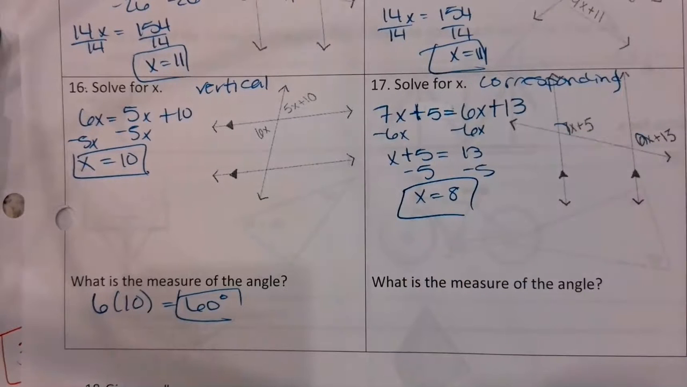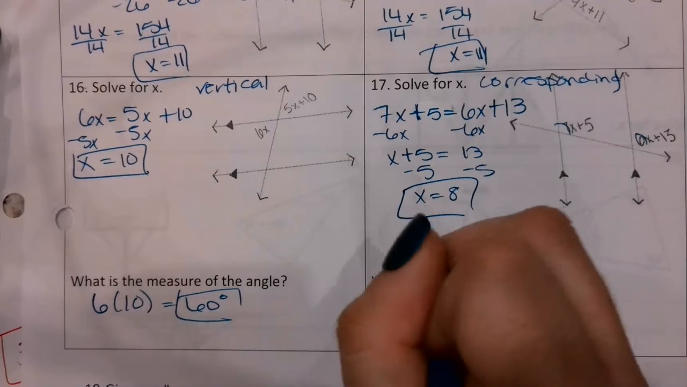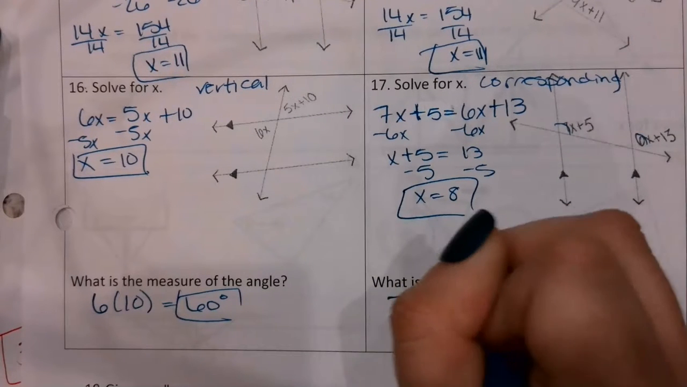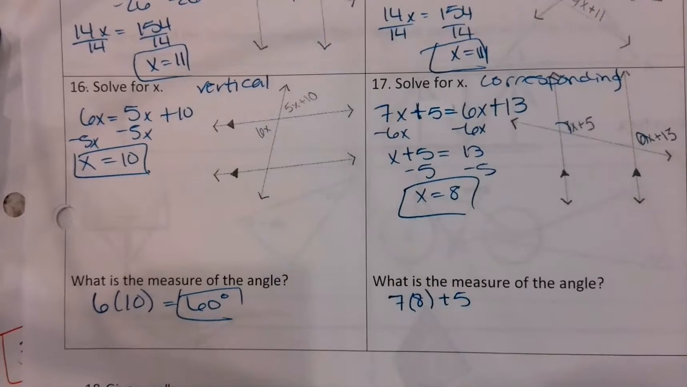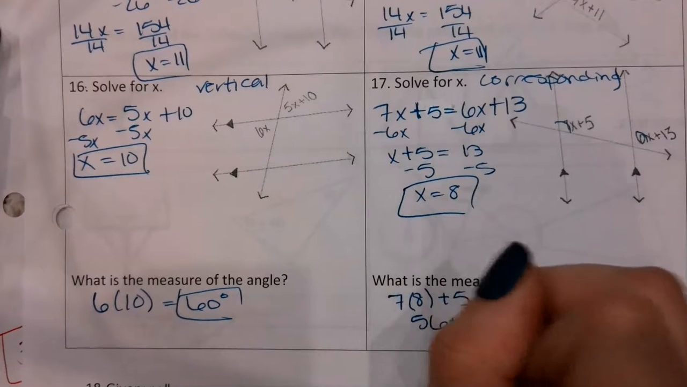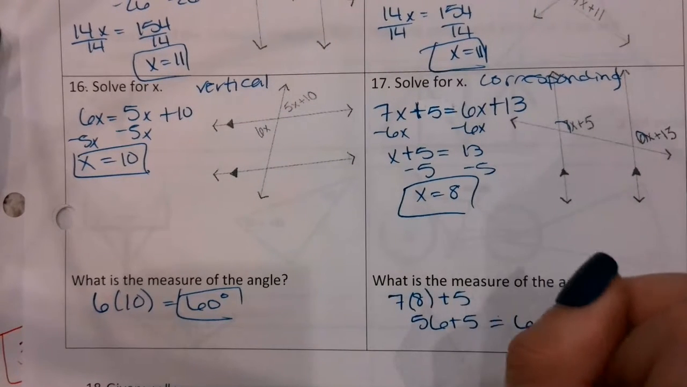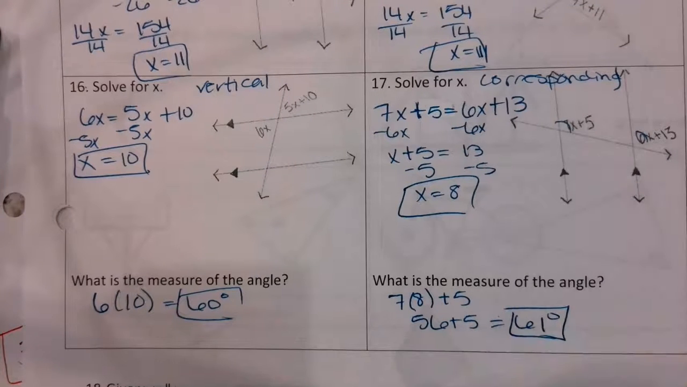Then I want to plug back in to find the measure of the angle. Doesn't matter which one I pick. They're both equally as hard. I have 7 times 8, which is 56, plus 5, which equals 61 degrees.